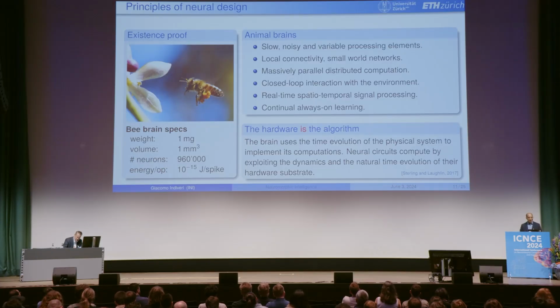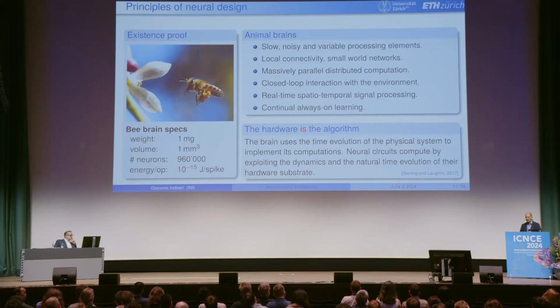So the main take-home message here is that there is no software algorithm that is detached from a hardware. It's not like you can create a network and run it on an ARM processor, on an Intel processor, on an FPGA. In this case, the hardware is the algorithm. The brain uses time evolution of the physical system to implement its computations. And the circuits compute by exploiting the dynamics and the natural time evolution of their substrate. So this is really something to take into consideration when trying to understand how to bridge the gap between artificial and natural intelligence. And we've been doing these types of chips.